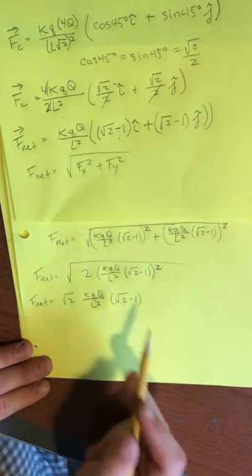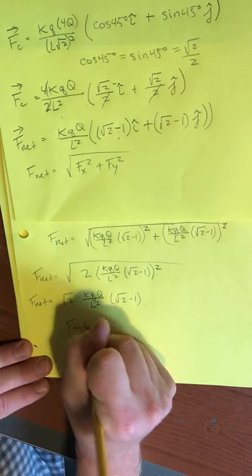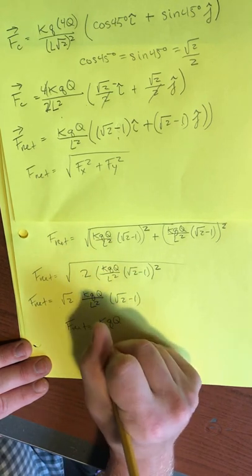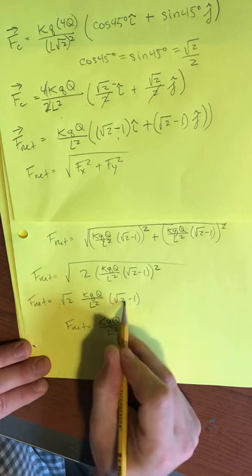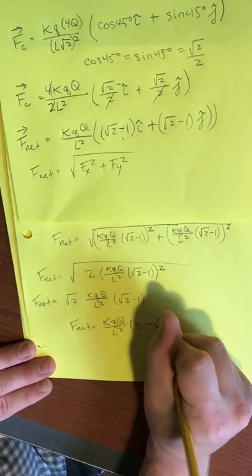And the last thing we need to do is distribute the square root of 2 across, and we get the magnitude of the net force is going to be equal to k times little q times big Q divided by L squared. Square root of 2 times square root of 2 is 2. Square root of 2 times negative 1 is minus the square root of 2.